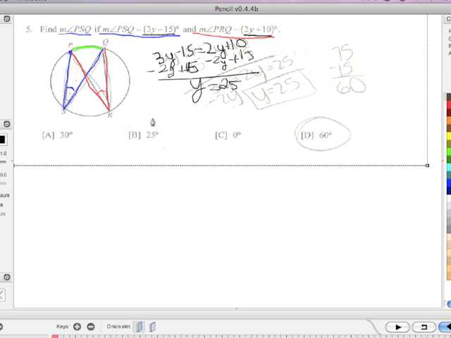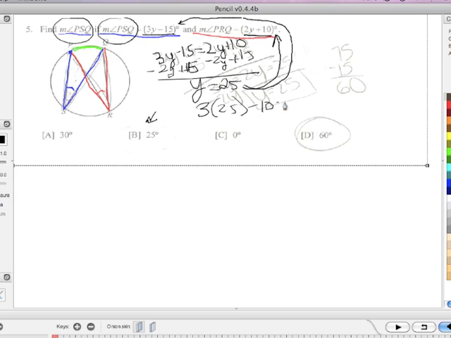But that looks like it's the answer, but we still have to go back to one of our original equations here. Because remember, they're asking for a measure of angle PSQ, right there. So we can use either equation, and when we put 25 in, 3 times 25 minus 15, right, is 60 degrees. So there's that. Let me get some more problems here.